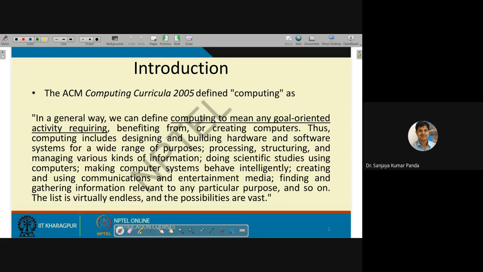They mentioned this definition in 2005. Although this definition is too long, I'll tell you some of the important words used in it. They mentioned that we can define computing to mean any goal-oriented activity. What is a goal-oriented activity? Let us take a real-life application. One of them is weather forecasting.